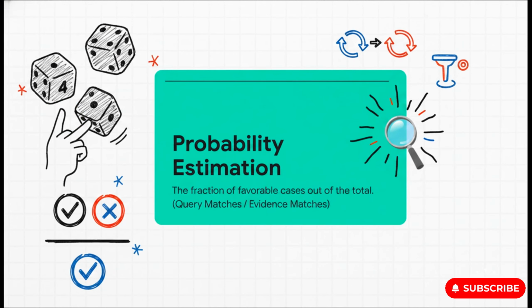And what we just did, that's the core definition of probability. Think about rolling a standard die. The total possible cases? 6. The favorable cases for rolling a 4? Just 1. So the probability is 1 out of 6. We did the exact same thing. The number of samples that matched our query, which was 2, divided by the total number of samples that matched our evidence, which was 3.